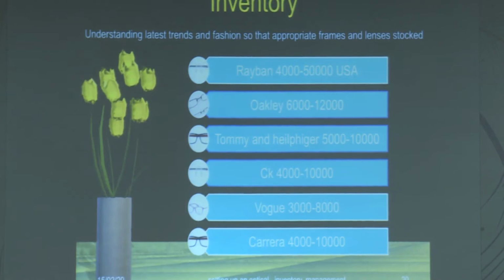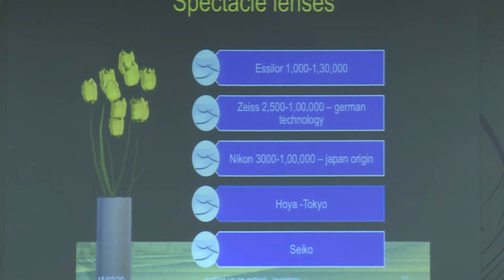If you are catering to higher clientele, Ray-Ban has frames starting from 4,000 to 50,000. Oakley is one of the higher-end brands. So all these bigger companies have lenses on their own, or they outsource from particular vendors. Again, spectacle lenses, SLR is the major brand, ranges from 1,000 to 1.3 lakhs. And Zeiss have a good variety of lenses ranging from 2.5 thousand to 1 lakh. So these are all some standard companies in the business.